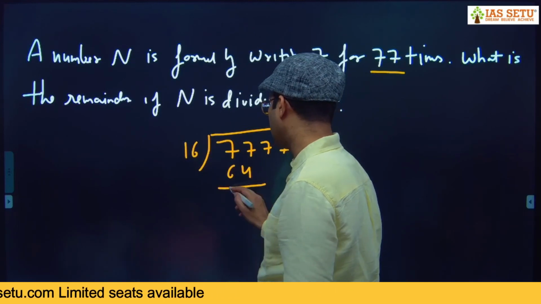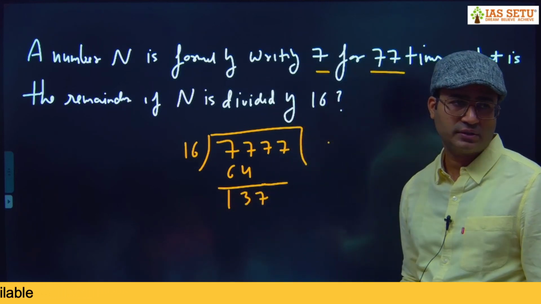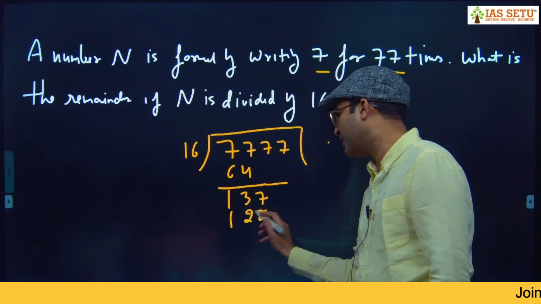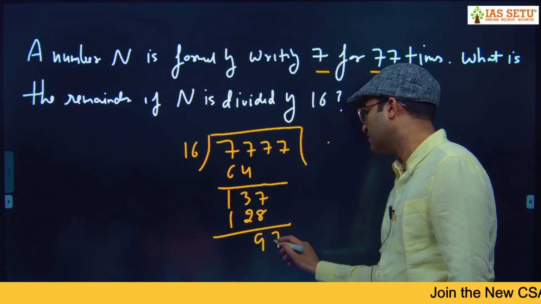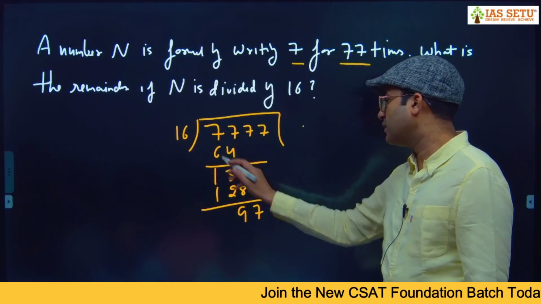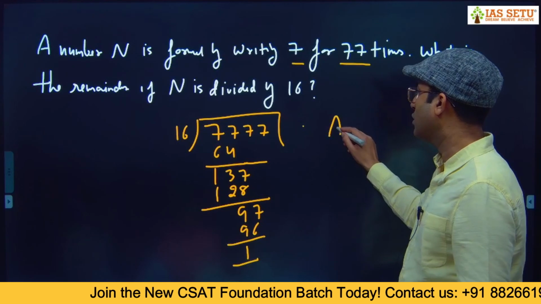Let's not waste time. It is 137, and I hope you remember the table of 16. 16 times 8 is 128. So you get 9 7. So here 16 times 6 is 96. Your remainder is 1. So our answer here.